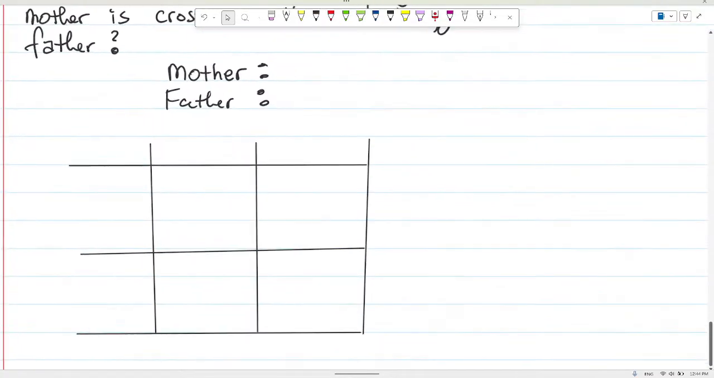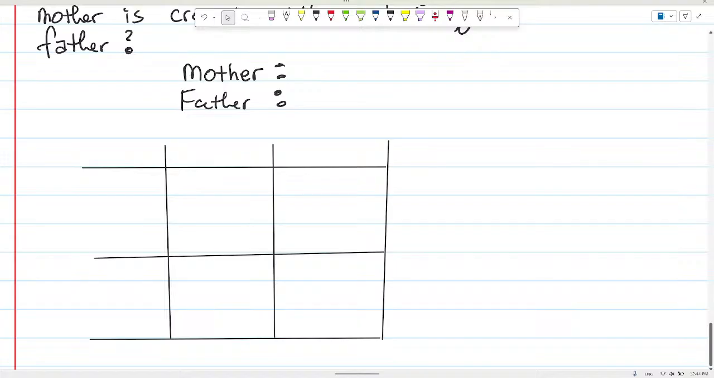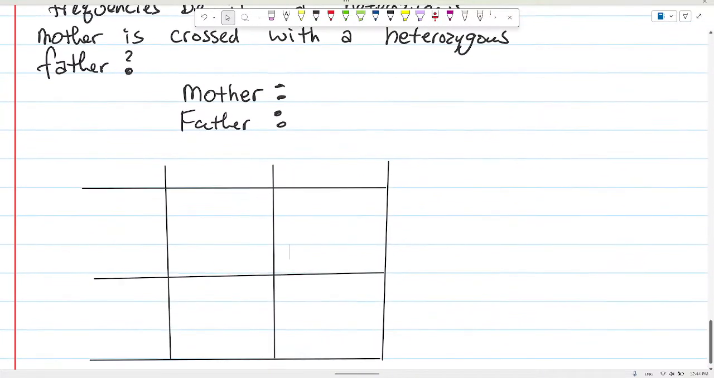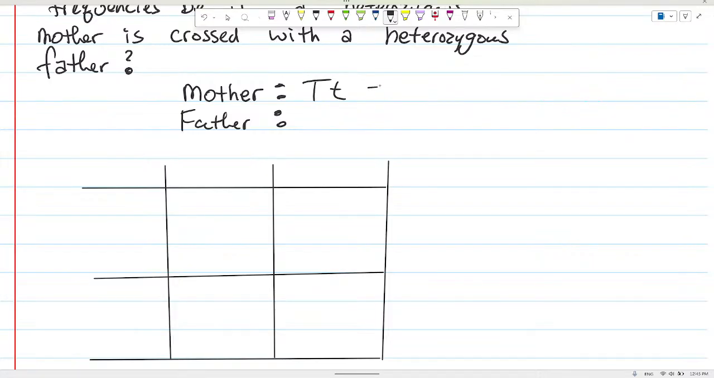Okay, with only 5 minutes left, I want to make sure we all get to the same place here. What's mom's genotype here if she's heterozygous? Yeah, big T, little t. And what would her phenotype be then? Straight thumb. Good. And what will Dad's genotype be here? Big T, little t, and he will have straight thumb. Okay.